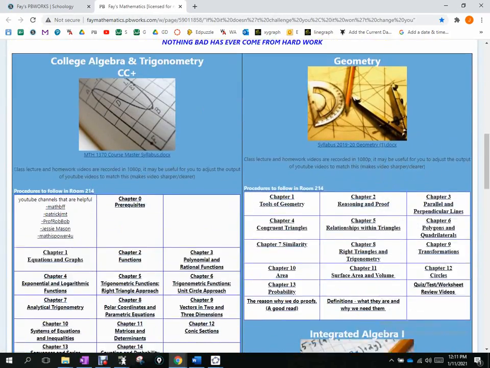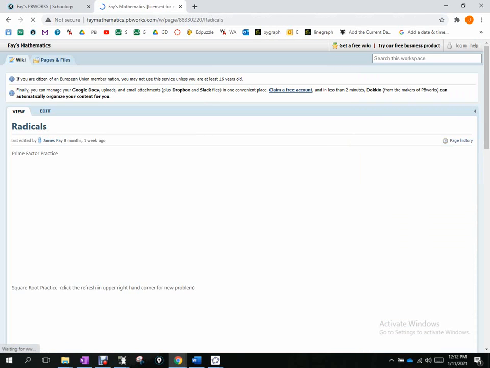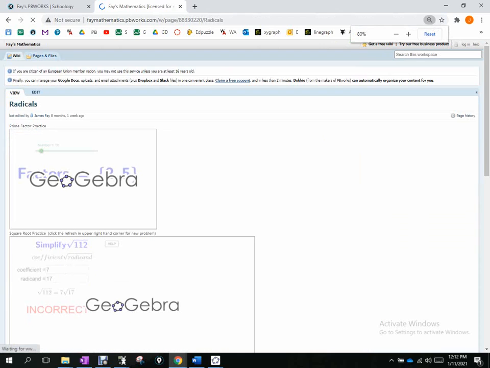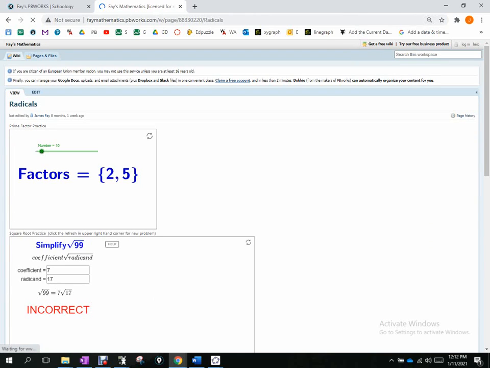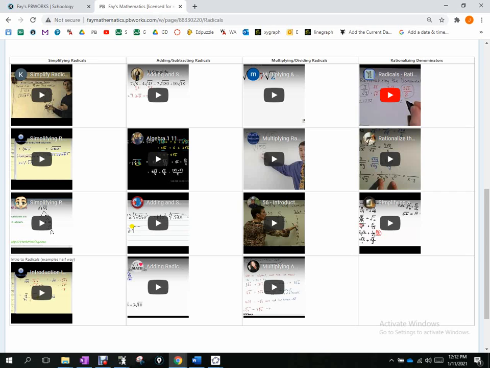If you scroll all the way down to the bottom to this blue box, this blue table, there should be a radicals cell right here. Click on that. And inside this is going to be a bunch of applets that you can work with practicing how to find factors of a number and simplify radicals, but then here is a handful of videos that tell you how to do all the things that we are going to need to be able to do from Algebra 1 inside geometry with radicals. Adding radicals, simplifying radicals, multiplying them, dividing them, subtracting them.